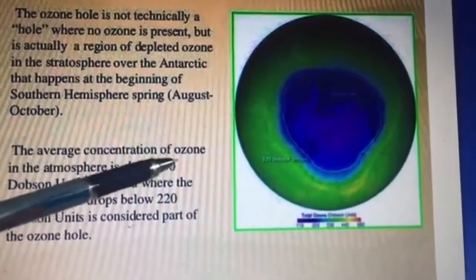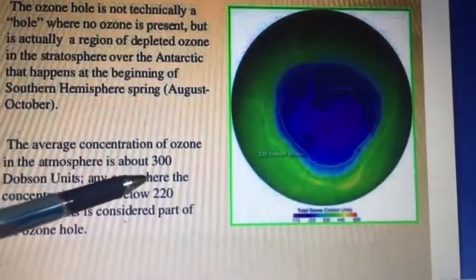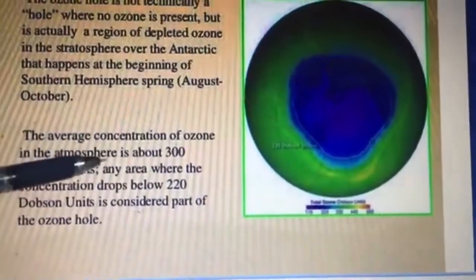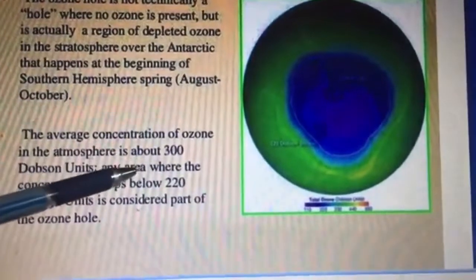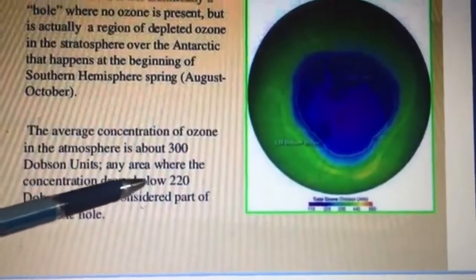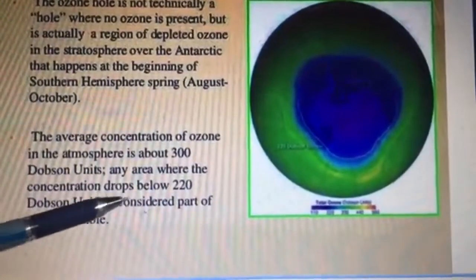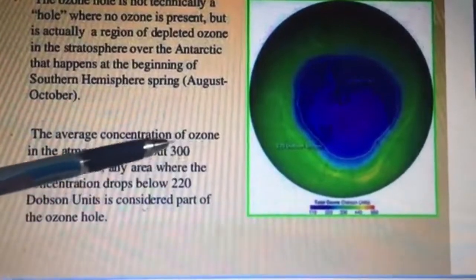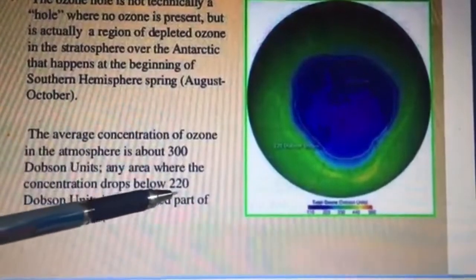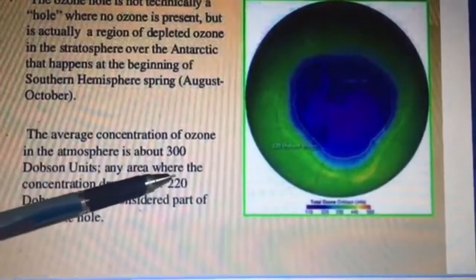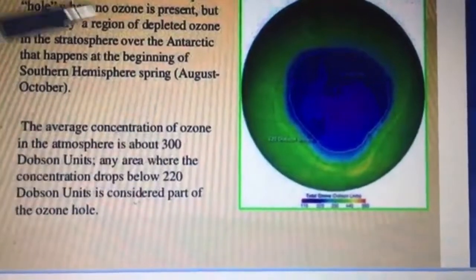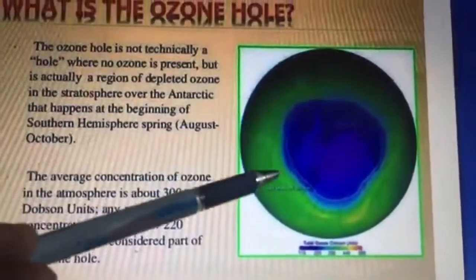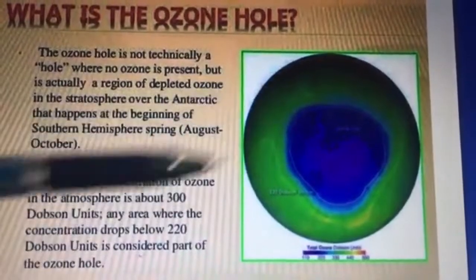The average concentration of ozone in the atmosphere is about 300 Dobson units. So any area where the concentration drops below 220 Dobson units is considered part of the ozone hole. So totally 300 Dobson units should be there. When it goes below 220 Dobson units, there is a reduction of the ozone layer. Then this is considered an ozone hole. Through the ozone hole, the UV rays enter and cause many diseases like skin cancers.